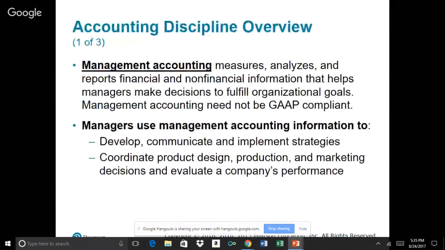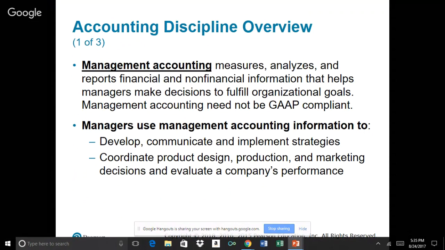All right, so a lot of you are probably very familiar with financial accounting. That's what you take when you take Accounting 201, Accounting 202. Financial accounting deals with the numbers and putting them into reports. Management accounting is looking at those numbers and analyzing what those numbers mean. The official definition: it measures, analyzes, and reports financial and non-financial information that helps managers make decisions to fulfill organizational goals.